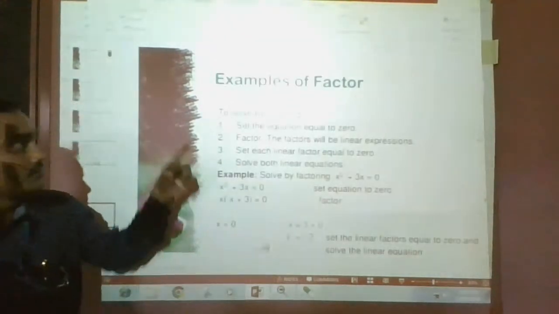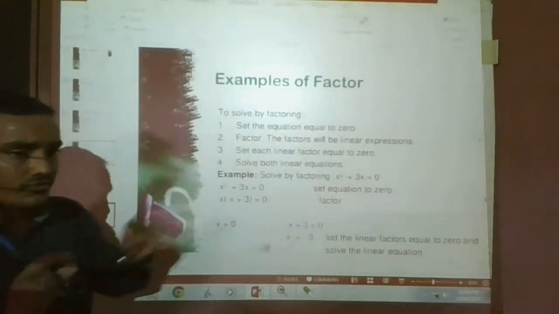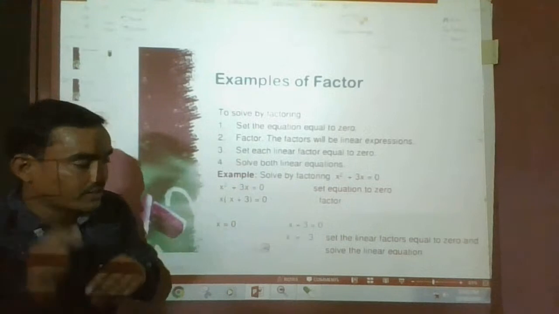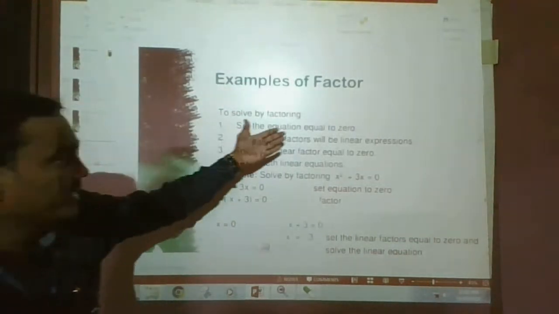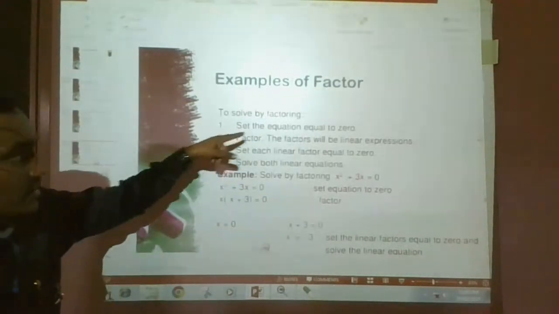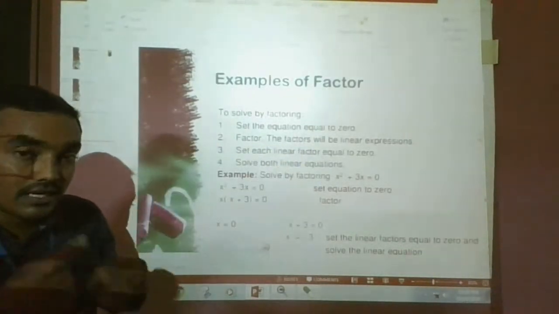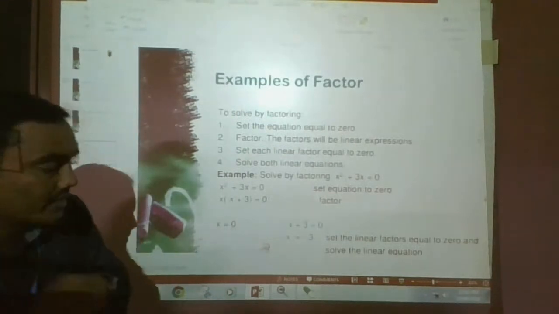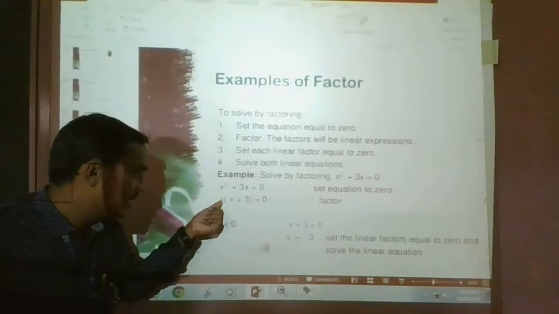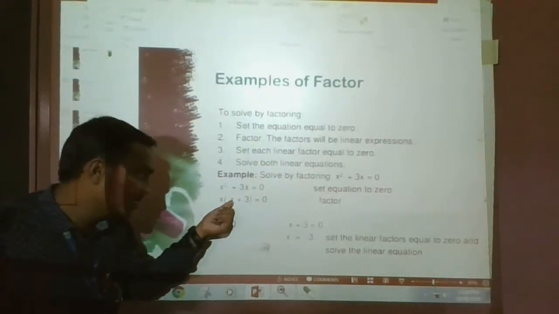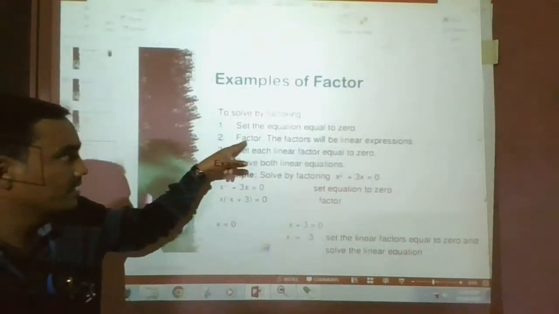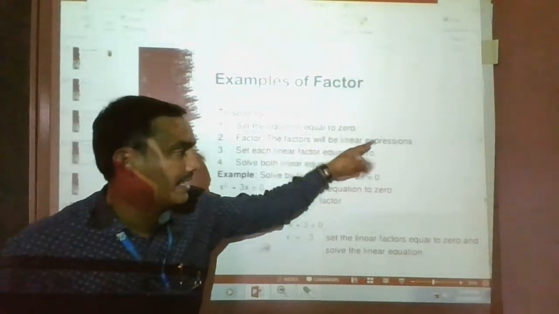Next one. Now the steps for solving by the factorization method. How can you solve by using the factorization method? First, set the quadratic equation equal to 0. After that, the factors will be linear expressions. After the simplification, the two factors become linear, meaning the degree becomes 1. Here x has degree 1, and x plus 3 is also degree 1. The two brackets become linear. See, the factors will be linear expressions.